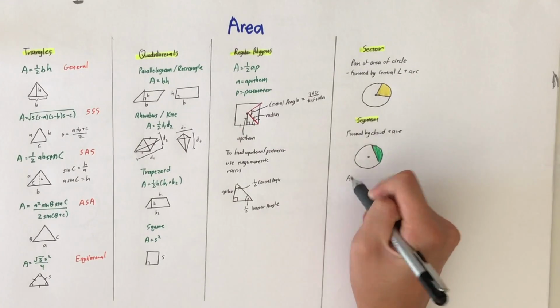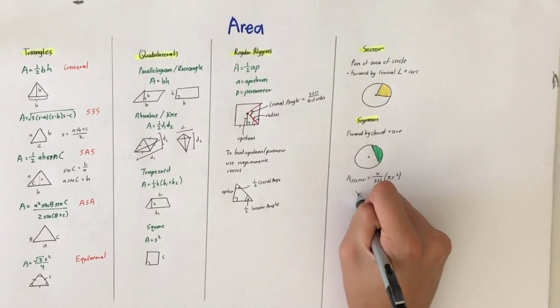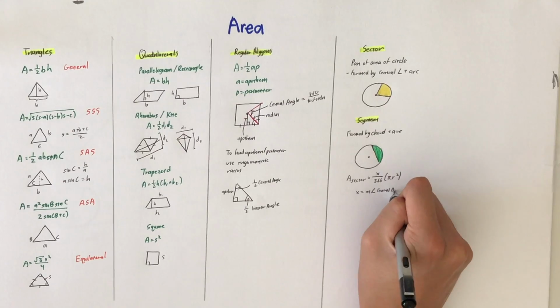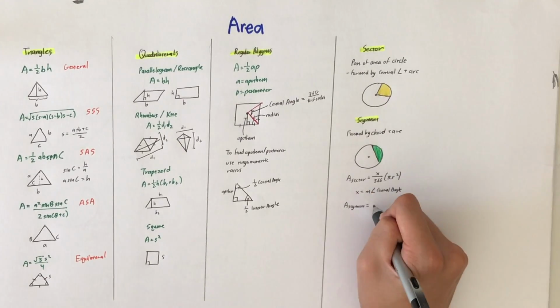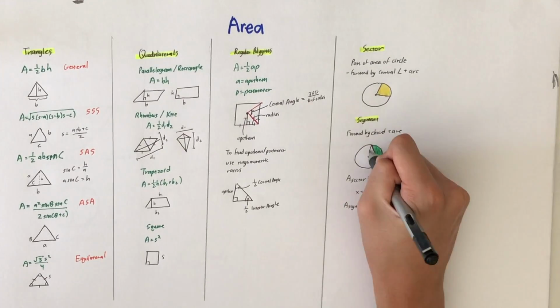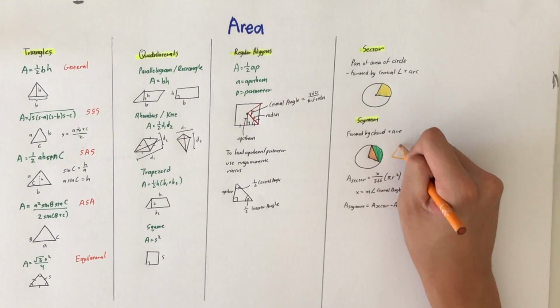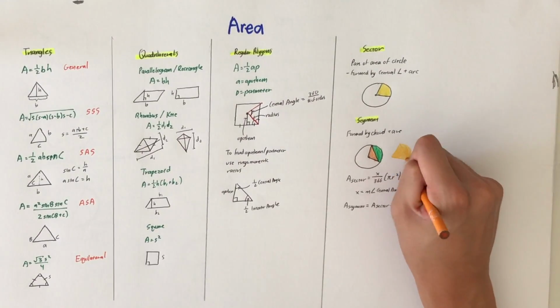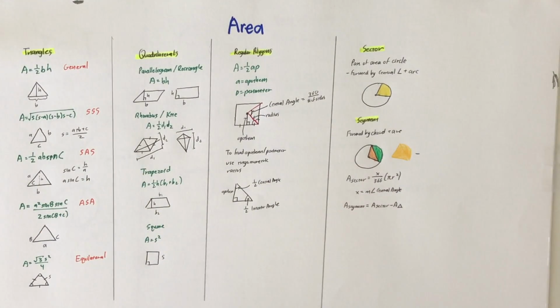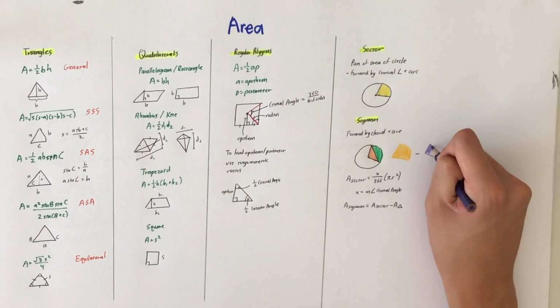So in order to find the area of a sector, you just take x over 360 times pi r squared, where x is the measure of the central angle. To find the area of a segment, you just take the area of a sector minus the area of a triangle, since you can see that a segment basically is just a sector minus this little triangle part right here. So if that was the whole sector, you just need to take away the triangle in order to get just the segment.